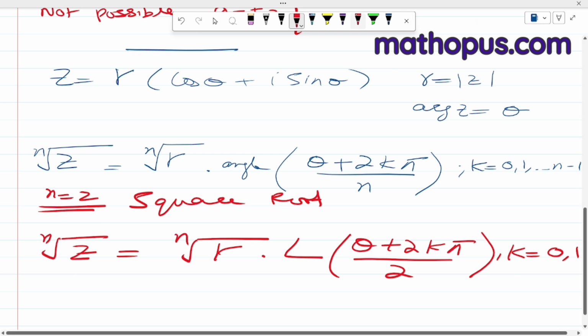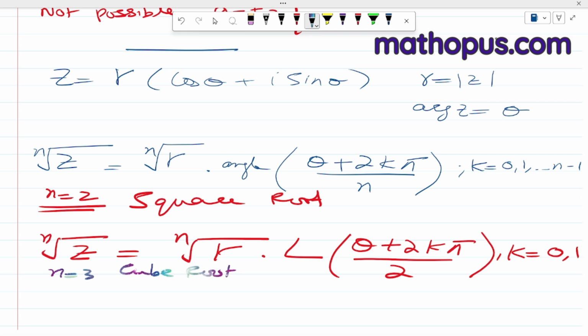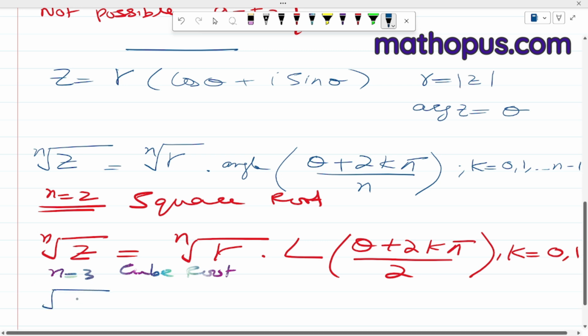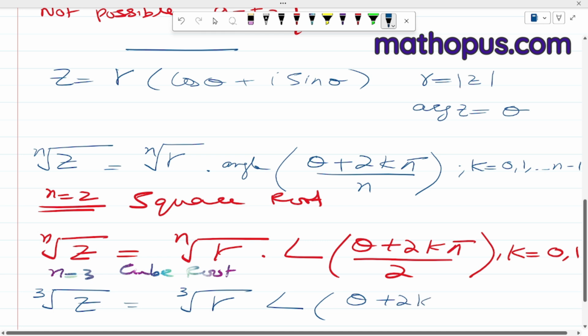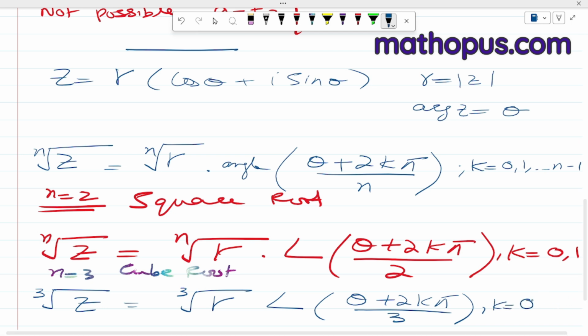And if you are looking for the cube root, for instance, then n would be 3, and we will find the cube root. For the cube root, n is 3, so the root of the modulus is the cube root, and the angle is going to be theta plus 2k pi over 3, and the k values which we are going to substitute to find the successive cube roots are 0, 1 and 2.